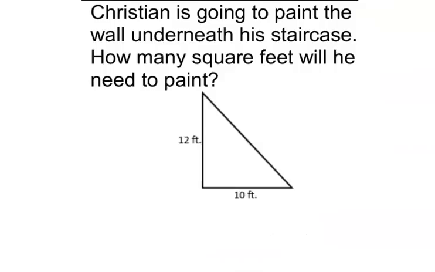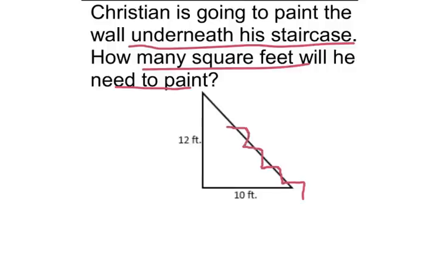Christian is going to paint the wall underneath the staircase. How many square feet will need to be painted? Okay, well, this makes sense because, you know, a staircase kind of goes up and over, up and over, up and over like this. Okay, so underneath the staircase, the wall is typically a triangle shape, right? All right, so let's find the area of that, and that's how much square feet he would need to paint.